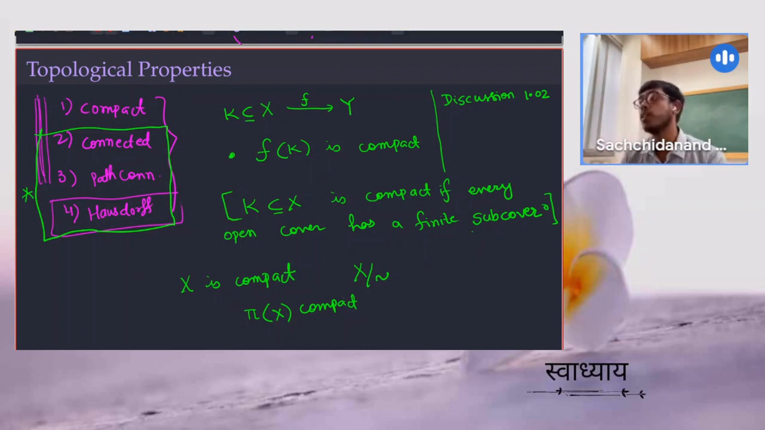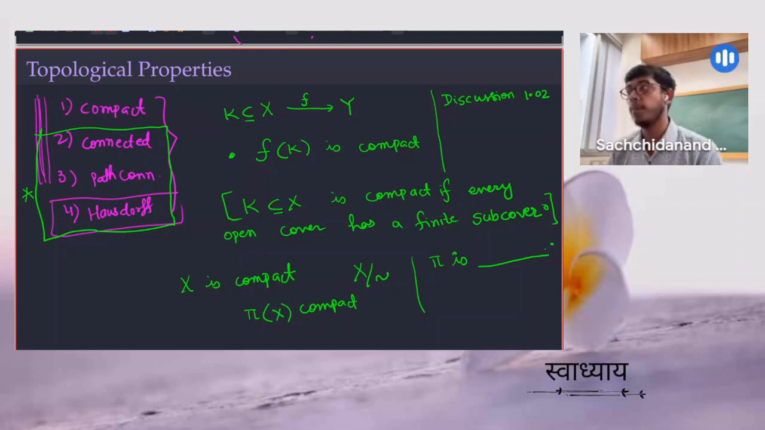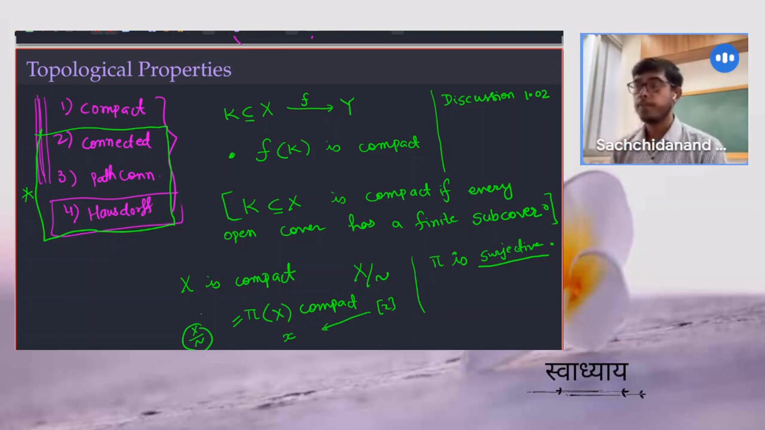But do you observe one more thing about this map pi, in terms of injective, surjective? It's a surjective map, because you take any equivalence class, it will have a pre-image, namely at least one x. So this is a surjective map. Therefore pi of X is X mod tilde, and hence this is also compact. So if X is compact, then X mod tilde is also compact.